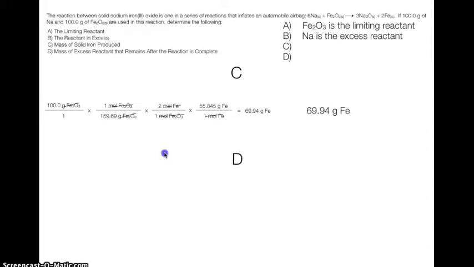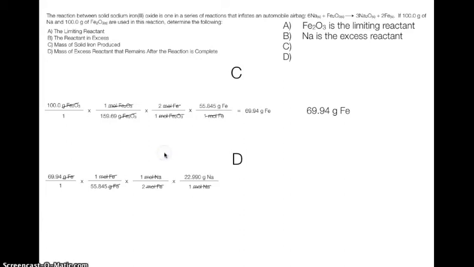Since we have already determined that Fe2O3 produces 69.94 grams of iron, that is the mass of the solid iron produced. Now, to find out how much of the excess reactant, sodium, was left over after the reaction was finished. In order to do so, we must start with the mass of iron we found using Fe2O3 over 1. We then convert to moles by multiplying by 1 mole of Fe over its molar mass. We then multiply by the molar ratio of Na to Fe, 1 to 2. Finally, we multiply by sodium's molar mass over 1 mole.